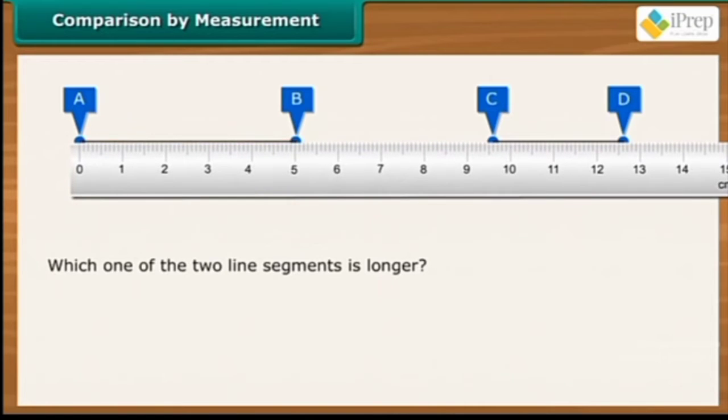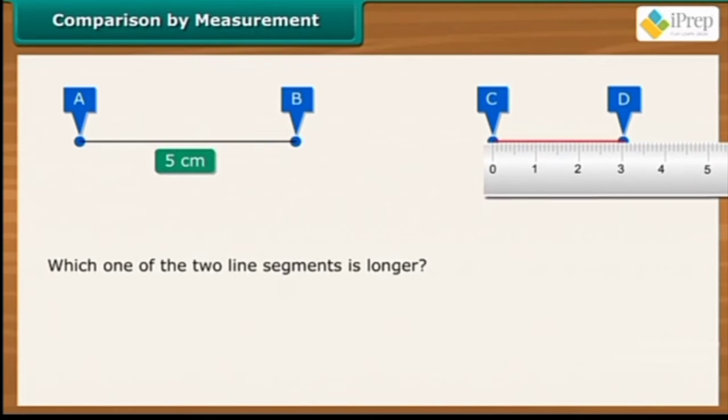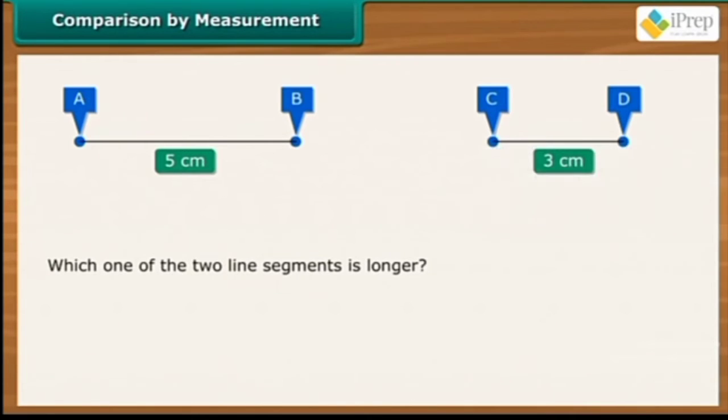Place the ruler beneath AB such that one end of the ruler is right beneath A. Mark the length of AB. It is 5 centimeter. Repeat the process of CD. The length of CD is 3 centimeter. Therefore, AB is longer.